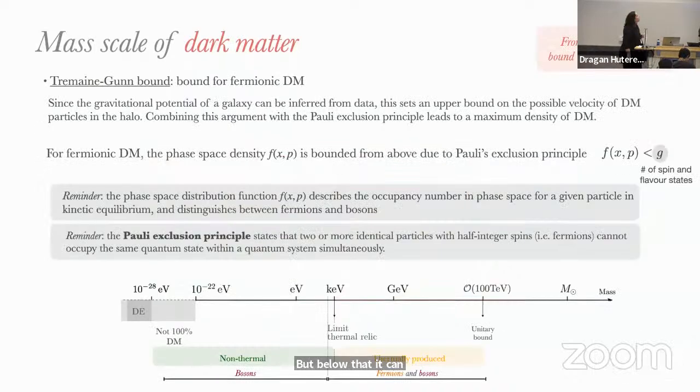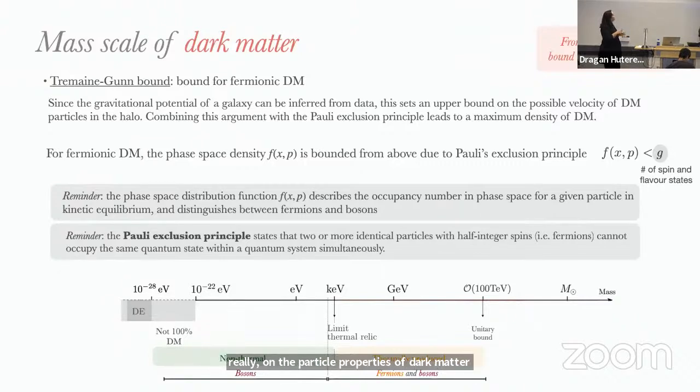And why is that the case? This is called the Tremaine-Gunn bound, and I think Vera is going to talk more about it, but I'm just going to give a rough idea. This is actually a bound on the spin of dark matter, and it comes from astrophysics. So it's really cool that astrophysics can put a bound on the particle properties of dark matter.